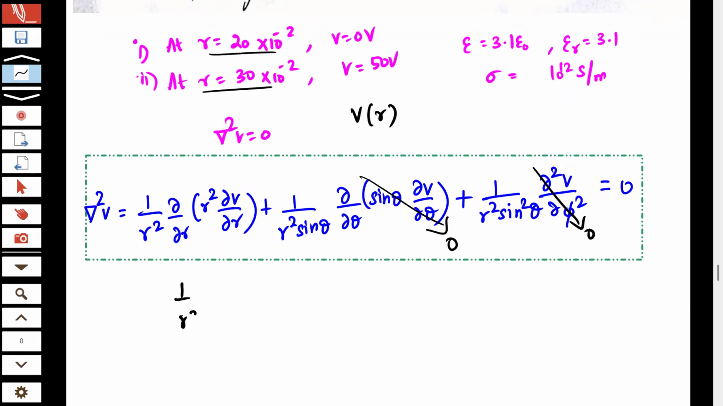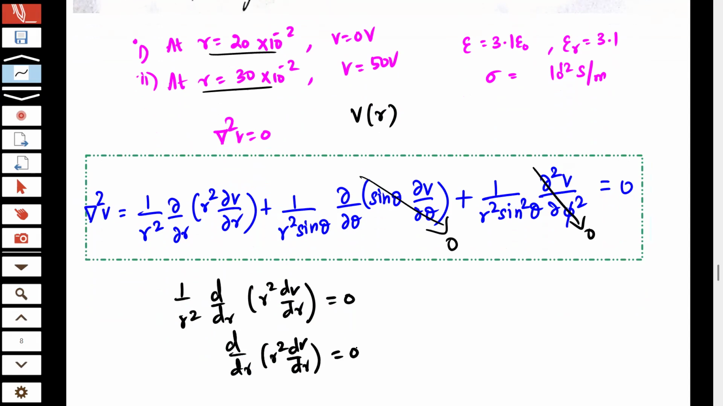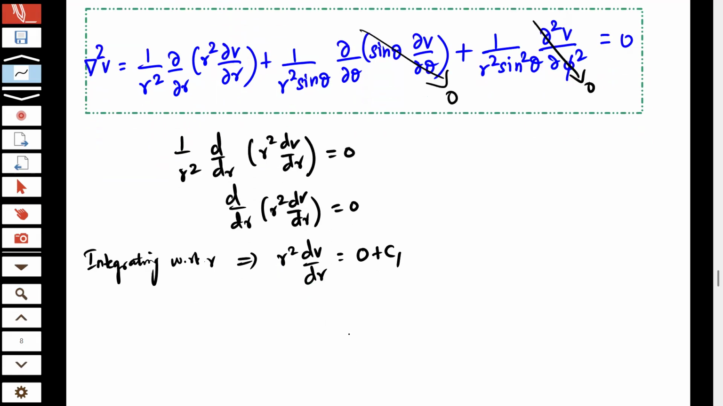So I'll be writing that 1 by r square d by dr of r square dv by dr equals to 0. Now this r square, if I bring it to the right hand side, multiplying with 0 will give 0. Thereby, I will get d by dr, r square dv by dr equals to 0. Now, we should perform integration with respect to r. Integrating with respect to r removes the first differentiation here, which will give r square dv by dr equals to integration of 0 is 0 plus integration constant c1. Now, we can rearrange these terms. This r square can be brought to the right hand side. dv by dr is c1 by r square.